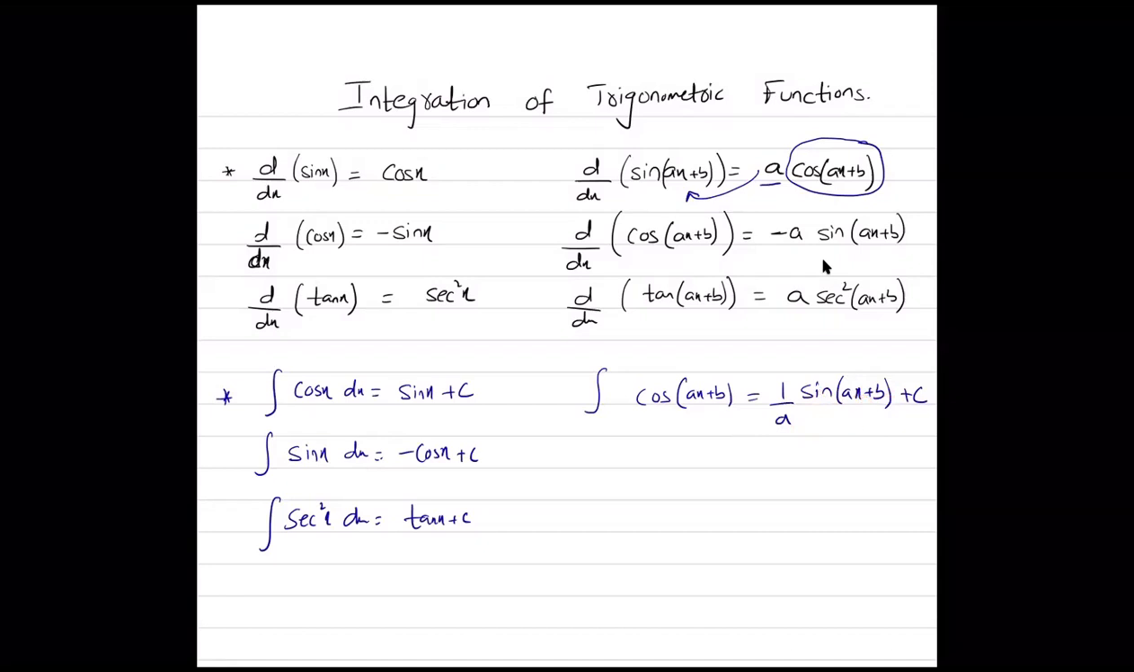Integration of sine ax plus b dx is going to be minus cos ax plus b upon a, and integration of secant square ax plus b is going to be tan ax plus b divided by the differentiation of the angle ax plus b, which is 1 upon a, plus c.